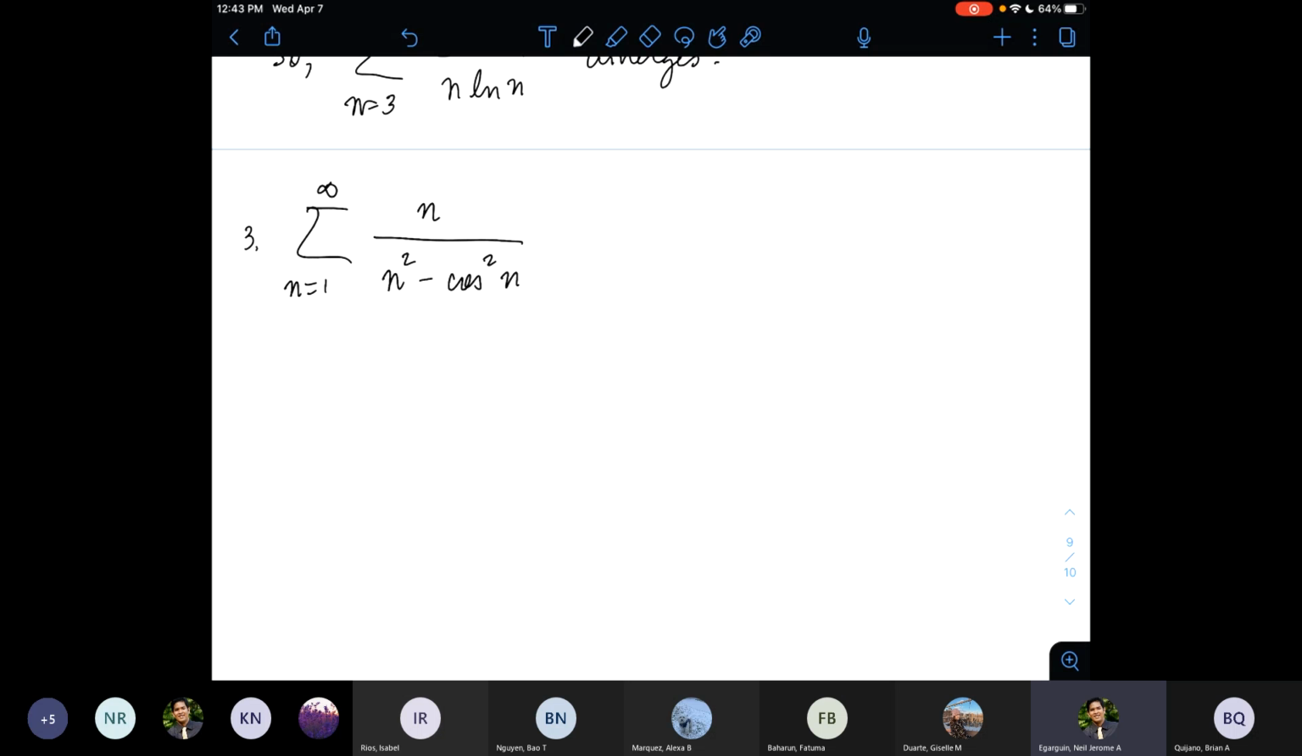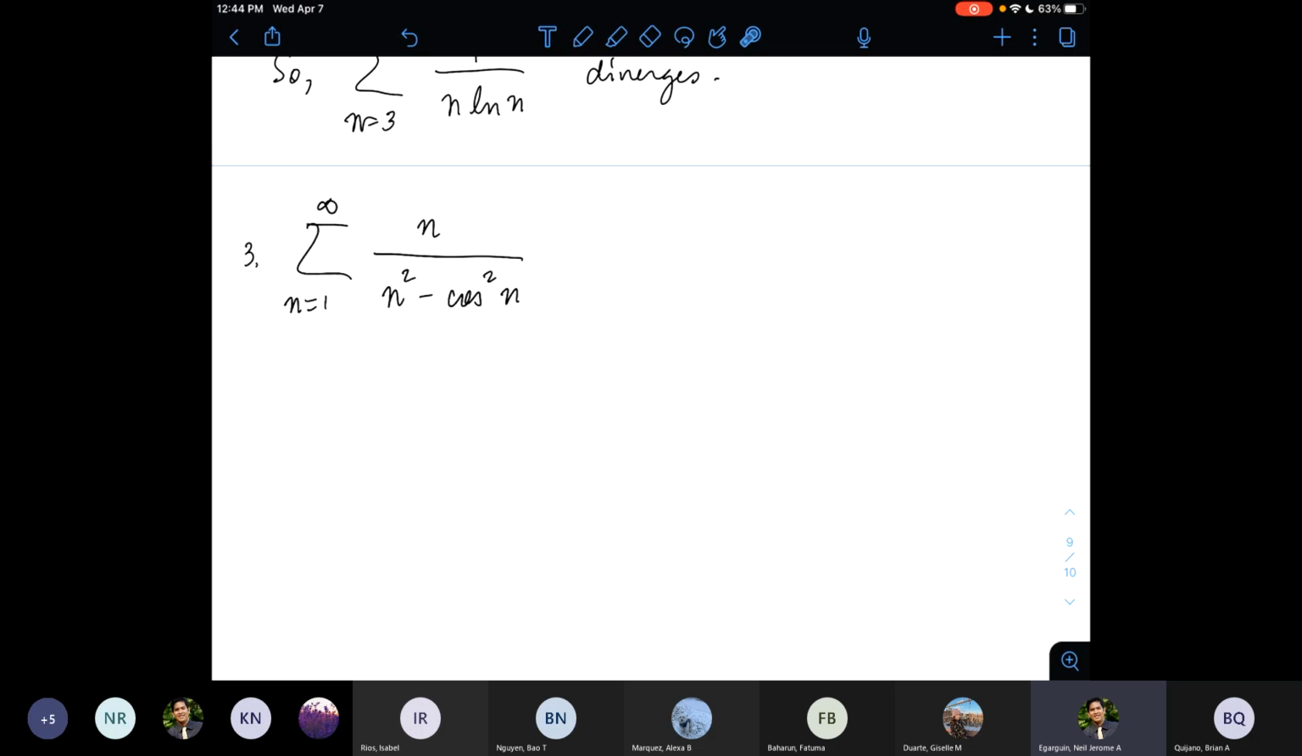Now, what do we think will happen here? Well, what can we say about cosine squared n? Remember, cosine is just a number between -1 and 1. So that means cosine squared, whatever the value of n is, will just always be between 0 and 1. Okay, so that means in the long run, when n is very, very large, the cosine squared n will have a negligible effect to n squared, right? So essentially, it looks like our series behaves like what? It looks like it behaves like n over n squared, right?